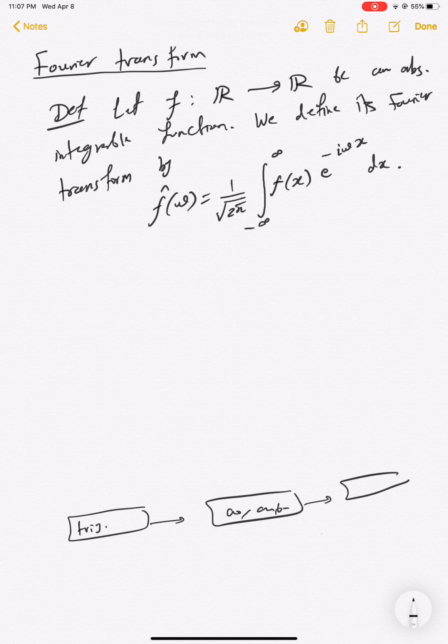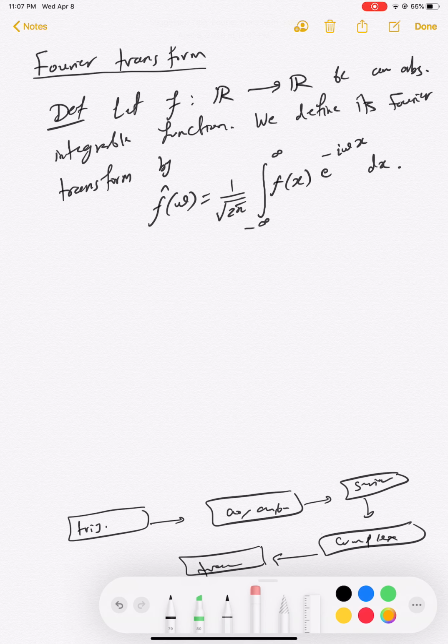Then from that, we moved to any periodic function to obtain the Fourier series. Then from that, from the a_0, a_n, and b_n, we obtained the complex Fourier series. So I like this picture to be complete, and then I will show you, hopefully, how to obtain the Fourier transform from the complex Fourier series. So to have this complete picture in your mind is very essential for you to understand what's going on.